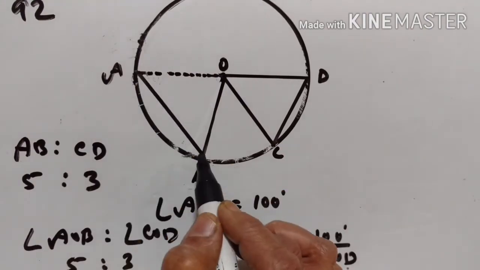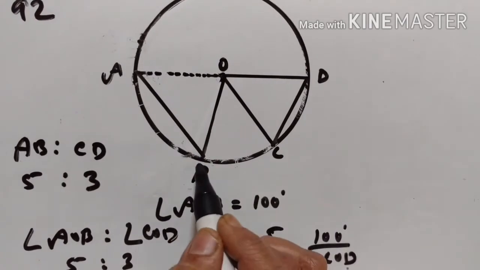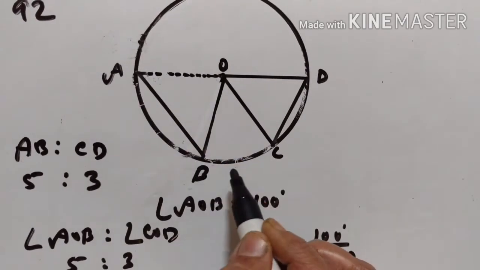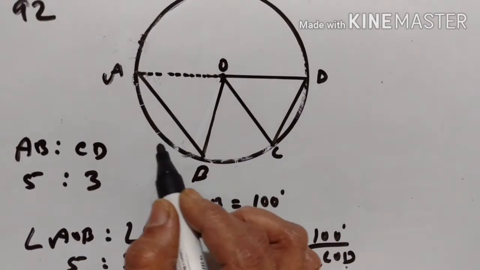The chords are in the ratio 5:3. They are subtended by the arcs AB and CD. Then the arcs will also be in the ratio 5:3.